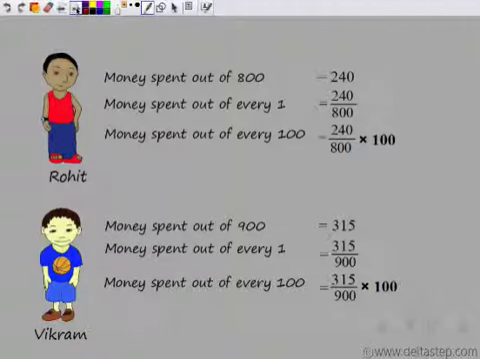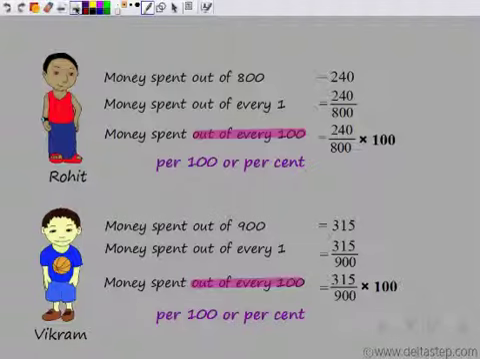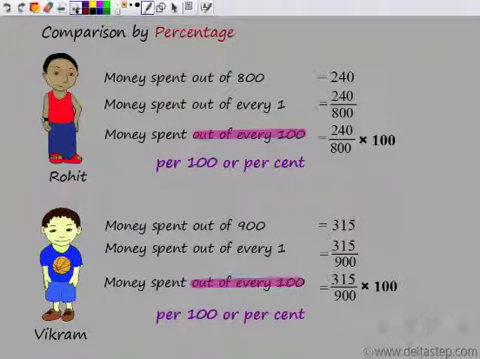So now what is this? We have out of every 100 here, and out of every 100 there. So this is money spent per 100, or money spent out of every 100. Now 100, we can say per cent. Cent also means 100. So this is out of every 100, which is per 100 or per cent. Similarly, we have here per 100 or per cent. So this comparison, which we find from every 100, from per cent, is called comparison by percentage.